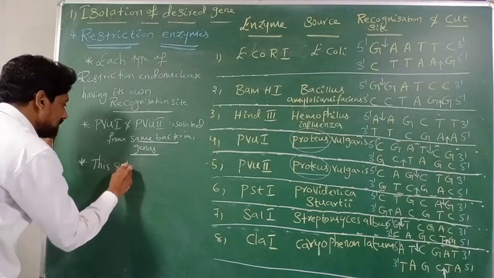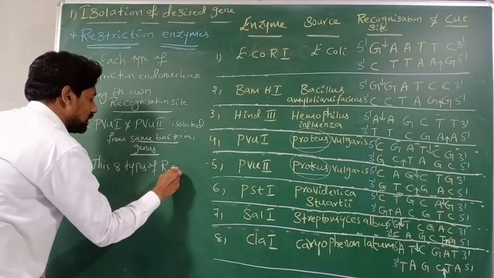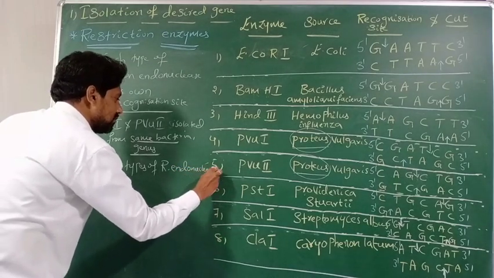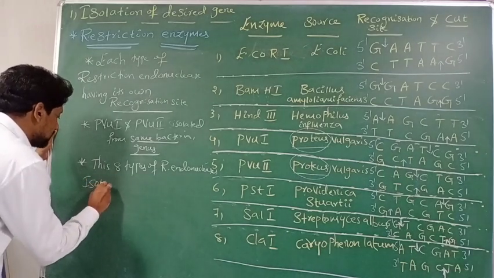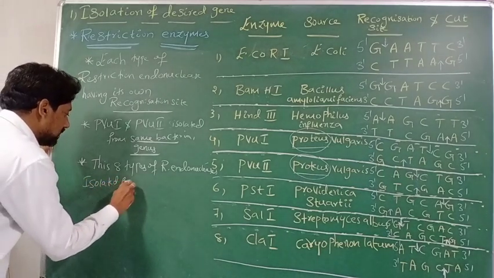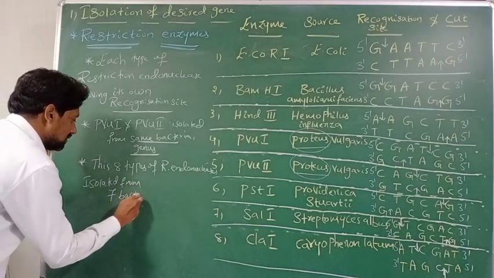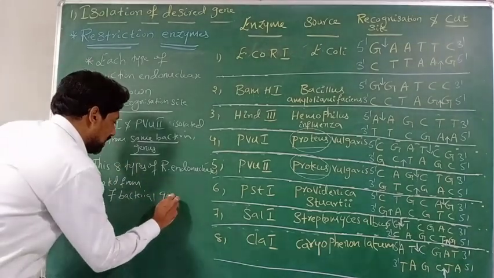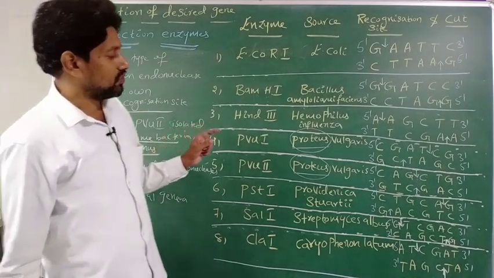Therefore, these 8 types of restriction endonucleases are isolated from 7 bacterial genera. Is this statement okay? And this statement is very, very important.